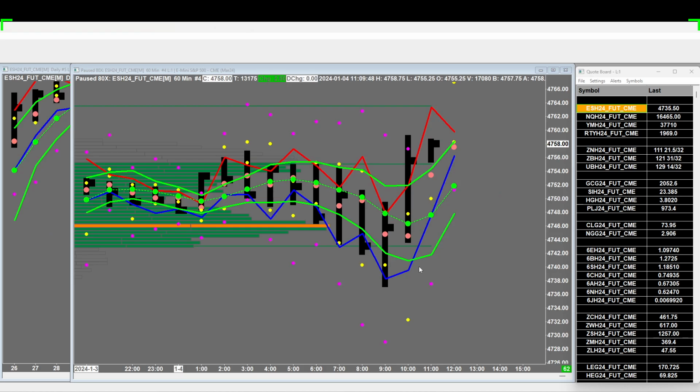All right, you guys, in this example, we've got a really good one here with the E-mini S&P 500 futures contract. Again, this is at the 11 o'clock hour. So the 10 o'clock hourly bar just closed here. And this is just from a couple of days ago.